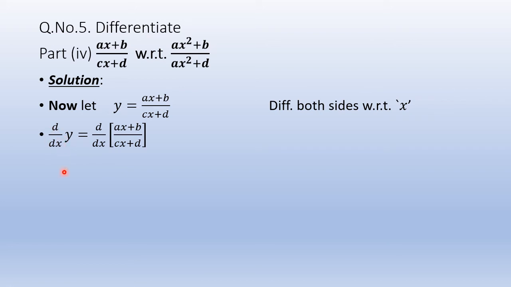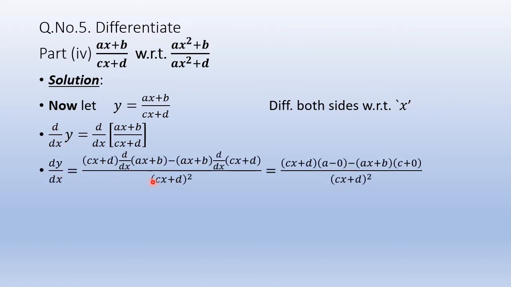This becomes dy/dx, and here we apply the quotient rule. (cx + d) whole squared, (cx + d) times the derivative of ax + b, which will be a − 0 and a + 0. And finally you can make this correction. This must be a + 0, and then it will become a, and minus (ax + b) into d/dx of cx + d. So it becomes c + 0, divided by (cx + d) whole squared.